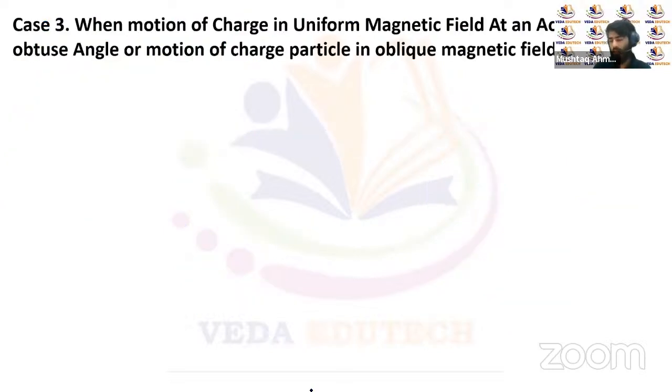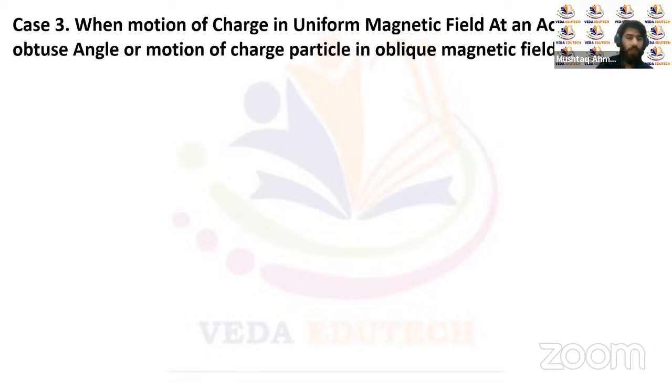Now let's discuss the third case. That's the very important case with respect to the path of the charged particle. The case is the motion of a charge in a uniform magnetic field. The magnetic field is a uniform field, constant in direction as well as in magnitude.